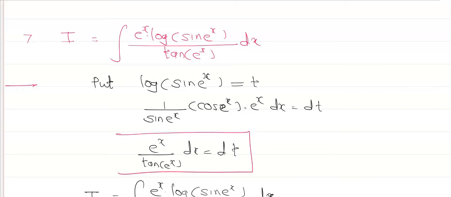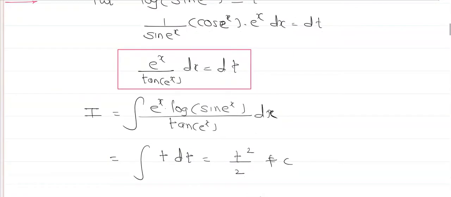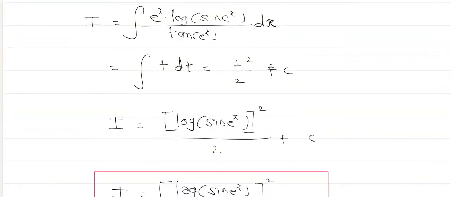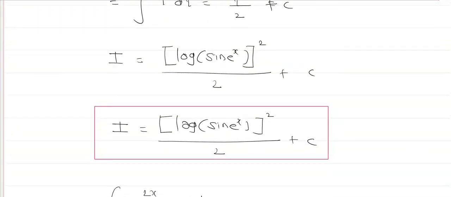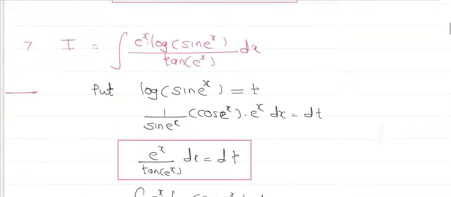ही व्हॅल्यू आपल्याला आली पाहिजे. This is important. Therefore, I is equal to the integral of e raised to x log of sin of e raised to x upon tan of e raised to x into dx. Now what is here? This is our t, and e raised to x upon tan of e raised to x into dx is our dt. Therefore, the integral of t into dt is t square upon 2 plus c. What's the value of t? t is log of sin of e raised to x, so (log of sin of e raised to x) whole square upon 2 plus c, and this is our final answer.